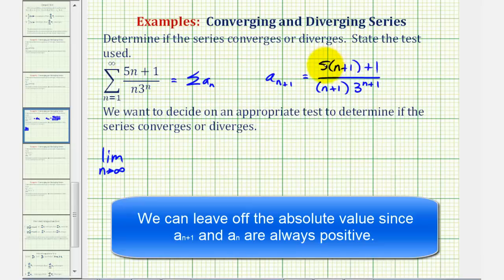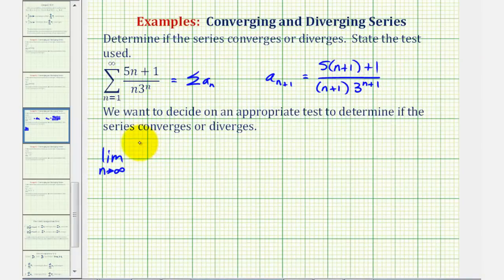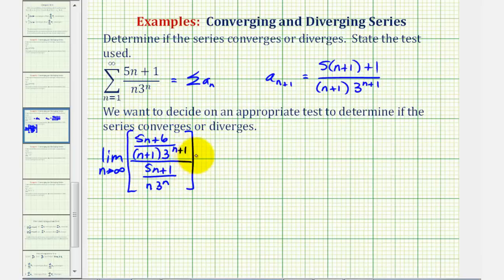Notice if we distribute, we would have 5n plus 5 plus 1. So I'm going to write this as 5n plus 6 divided by the quantity n plus 1 times 3 to the power of n plus 1, and divided by a sub n, which is 5n plus 1 divided by n times 3 to the power of n. So we have the limit of this complex fraction, or a division of two fractions where we have the top fraction divided by the bottom fraction.